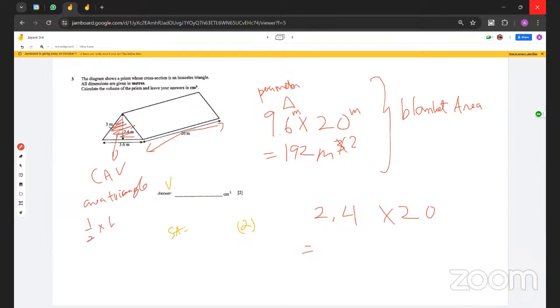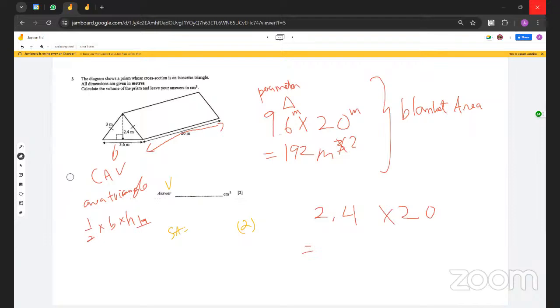Isn't it half times base times height? The base and the height must be perpendicular to each other. Isn't it like that? Like, isn't the area of triangle half times base times height? If this doesn't make sense, please tell me, right? Jason, are you okay? Jason, are you there? Yeah, hello. Can you hear me? Yeah. Okay. Right. The area of triangle, half times base times height, they must be perpendicular to each other.